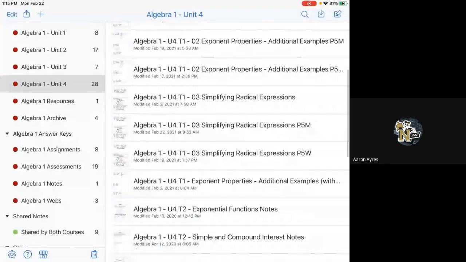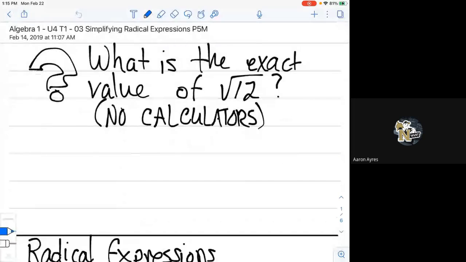Okay. Now we need to get working on this stuff right here. Today we're going to learn how to simplify expressions like this. Okay, the square root of 12. Now, you probably know, oh, I can do that. I have a calculator for that, right?